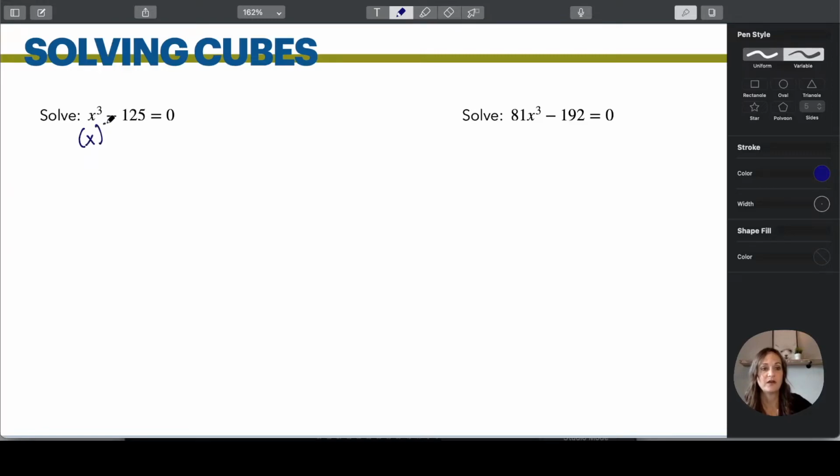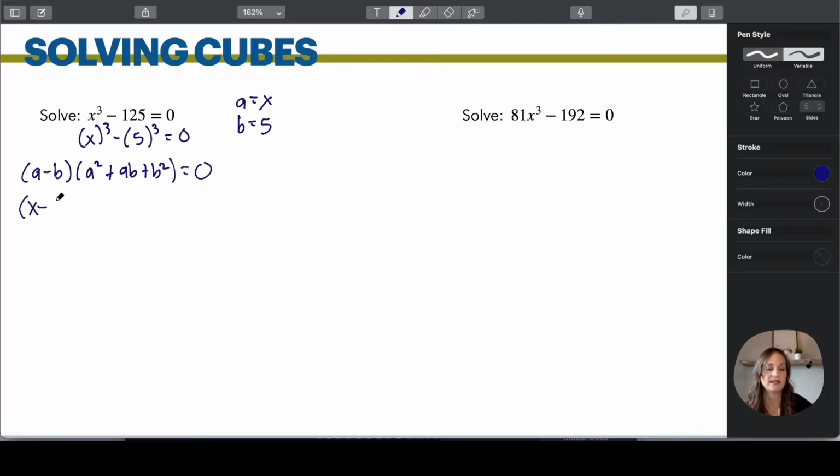So we are first going to figure out what cubed gives you each of these, and it's going to be a 5, because 5 cubed is 125. Now we're going to place them in order. So we know that this is subtraction, so we're going to use the a minus b and then the a squared plus ab plus b squared. Now, a is x, and b is 5. So we'll get x minus 5, and then we'll get x squared plus 5x, or x times 5, it doesn't matter, plus 5 squared, which is 25, equal to 0.